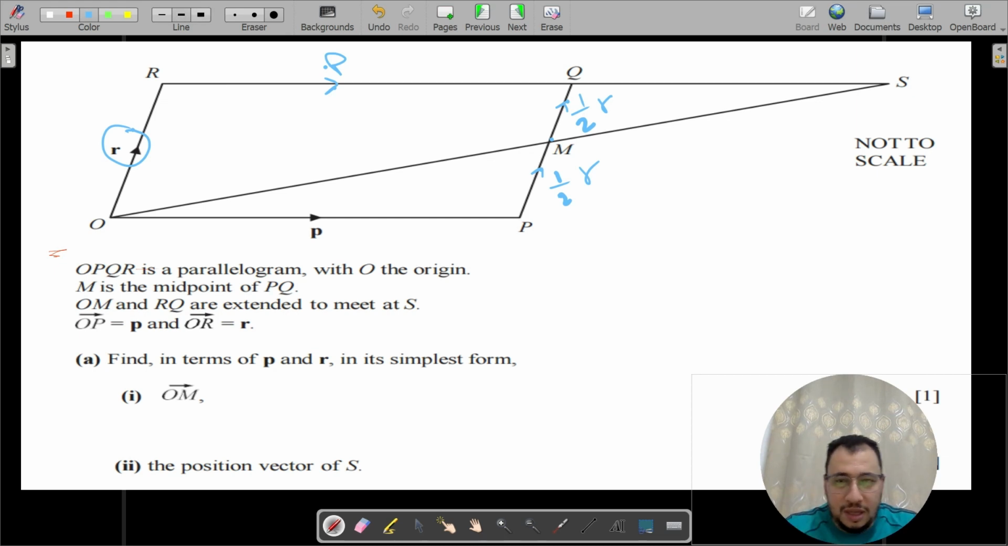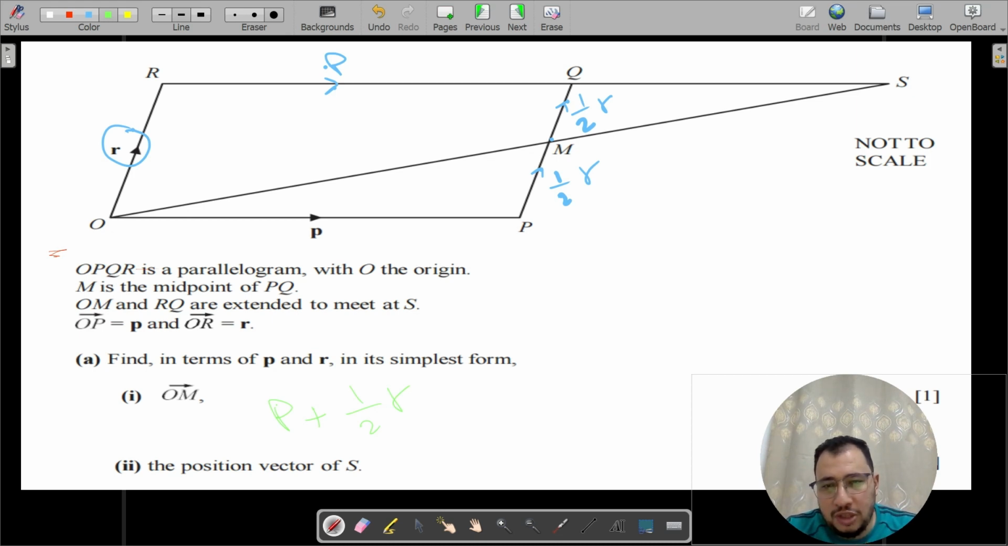Now let's read the question here and solve it one by one. Find in terms of P and R, in simplest form, OM. How can we get the value of OM? Simply to go from O to M, you'll go in this direction here, then here. This direction is the same direction as P, and this direction is the same direction as half of R. So simply you can just write P plus half R. Okay, this is the value of OM.